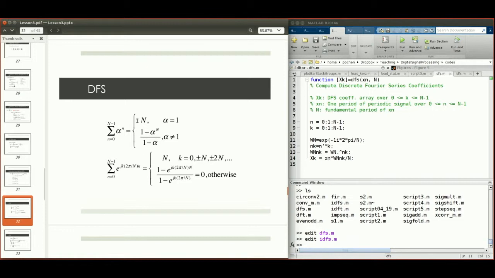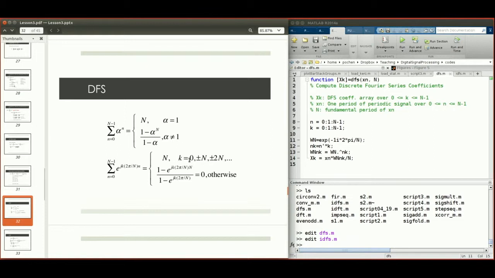So now we can use the result from the geometric series. When alpha equals 1, that's e to the jk 2 pi divided by big N equals 1. When does that happen? When k equals 0, plus minus big N, plus minus 2N, that kind of thing. If that's the case, then the summation result is big N.